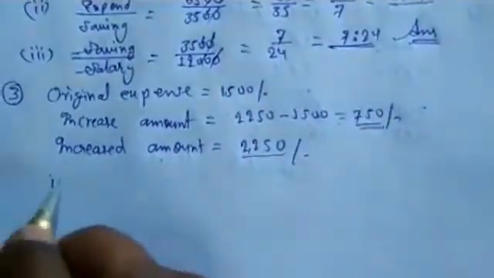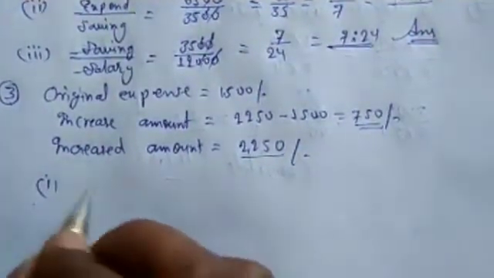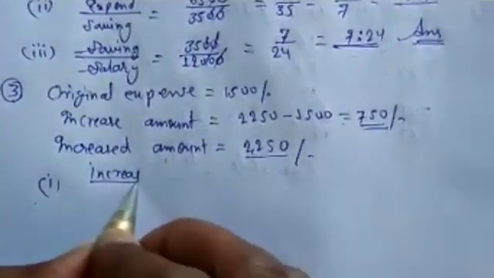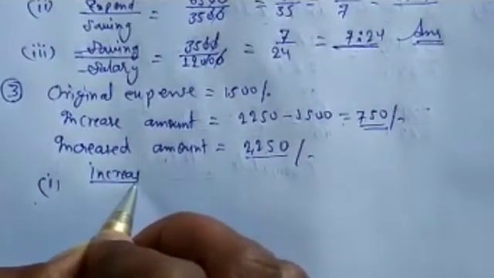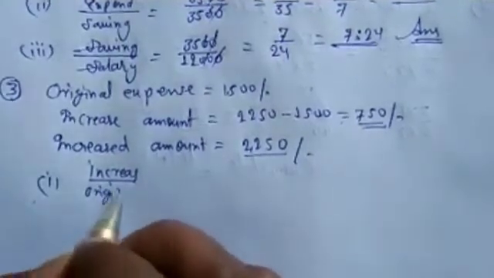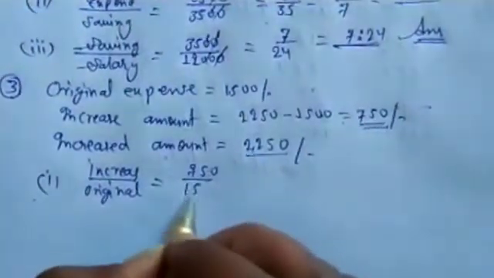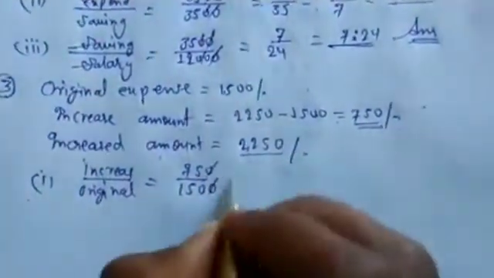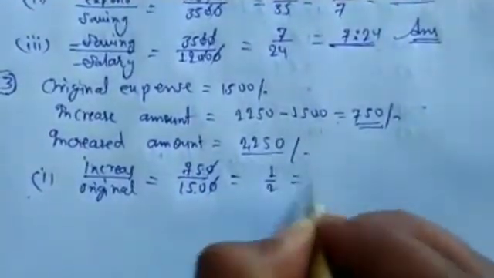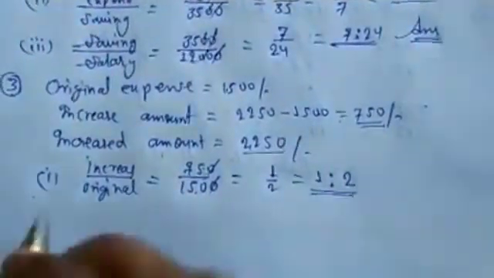First point, find out the ratio between increase in expense to original expense. Increase upon original. Increase is 750. Original was 1500. 750 upon 1500 means 1 upon 2, equal to ratio 1 to 2. This is the answer of part 1.